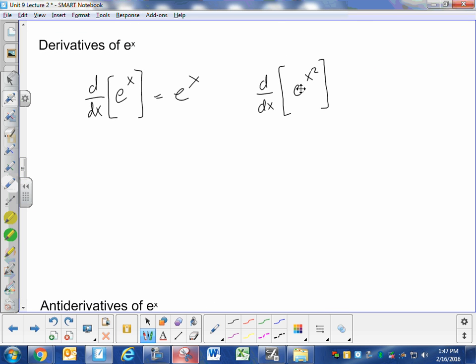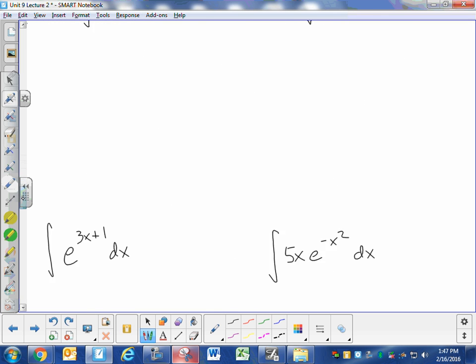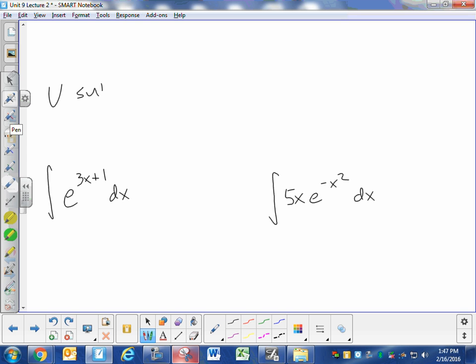However, remember when we took derivatives of e to a power, we'd use the chain rule. It'd be e to that power times the derivative of the power. Well, we're going to have to take the antiderivative of stuff like that. Now, this came from the chain rule. We're going to have to use u substitution to undo the chain rule. So we'll talk about antiderivatives of e's where we have to use u substitution. The key is we will typically, when we see an interesting e to a power, and we need to take the antiderivative, set u equal to the power in e.